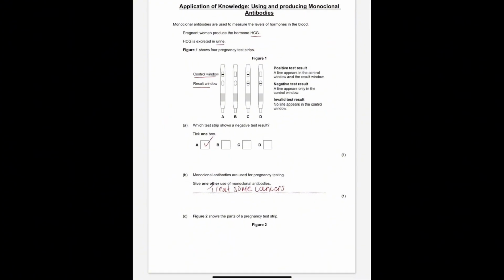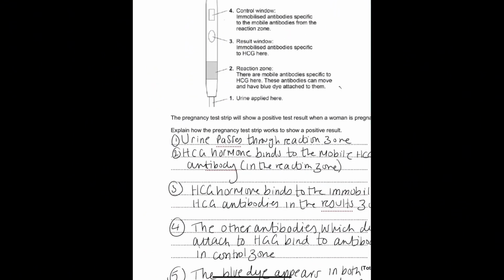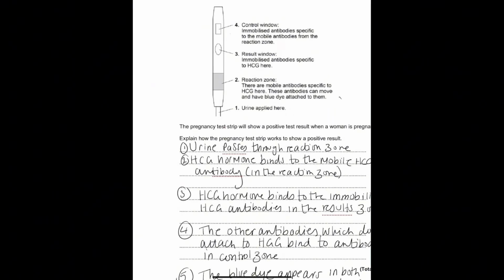Now, figure 2 shows the parts of a pregnancy test strip, which we can see here. I've already got the answer written down. So we have the control window, the result window, and the reaction zone, and where the urine is applied, okay? Now, what I've done is write down 5 points here to help you understand how to answer this question. The pregnancy test strip will show a positive test result when a woman is pregnant. Explain how the pregnancy test strip works to show a positive result.